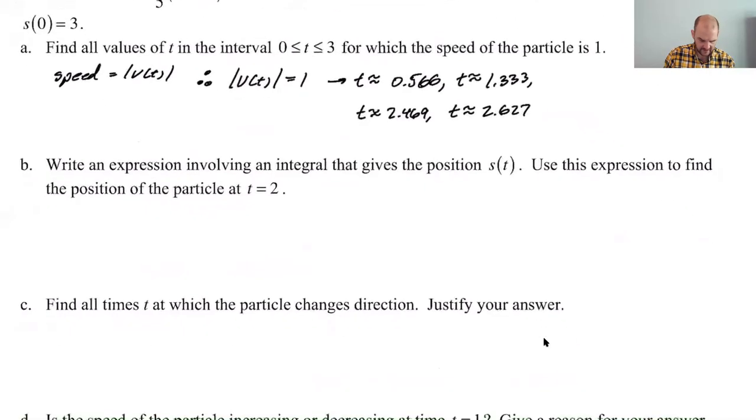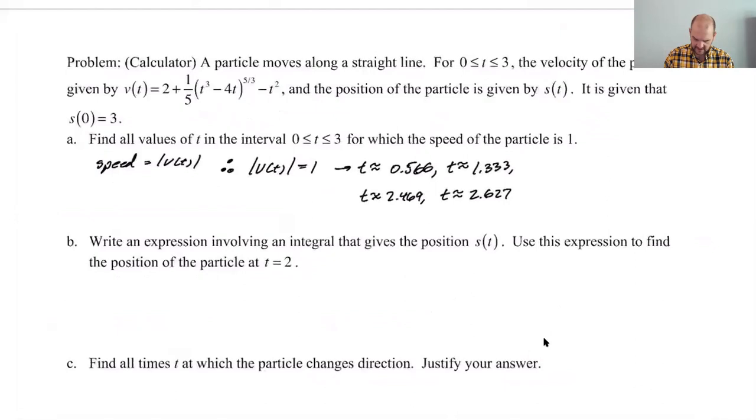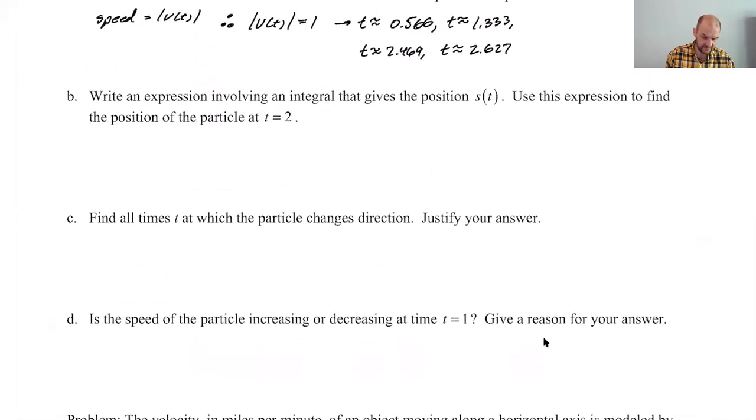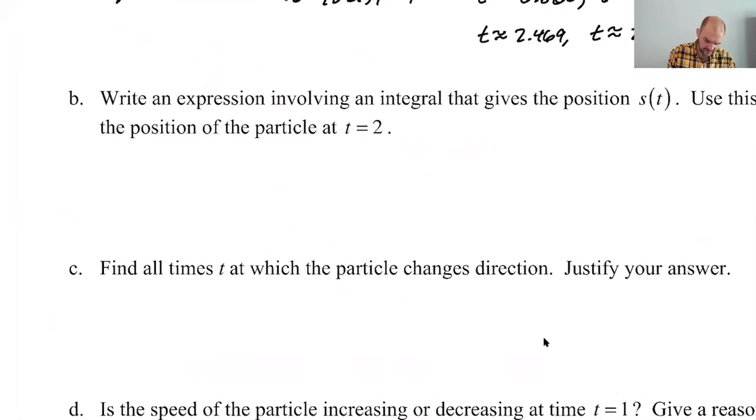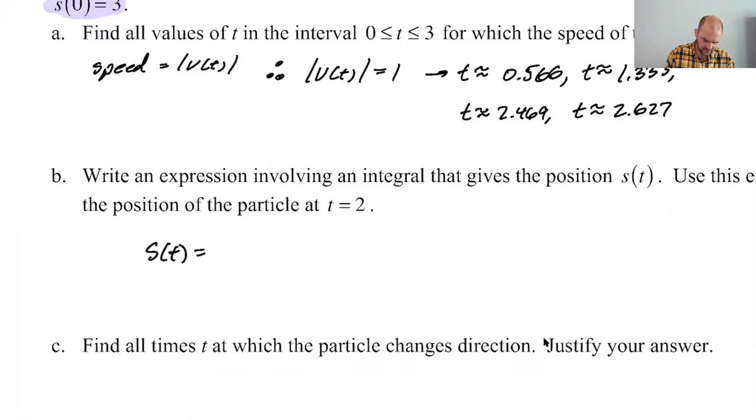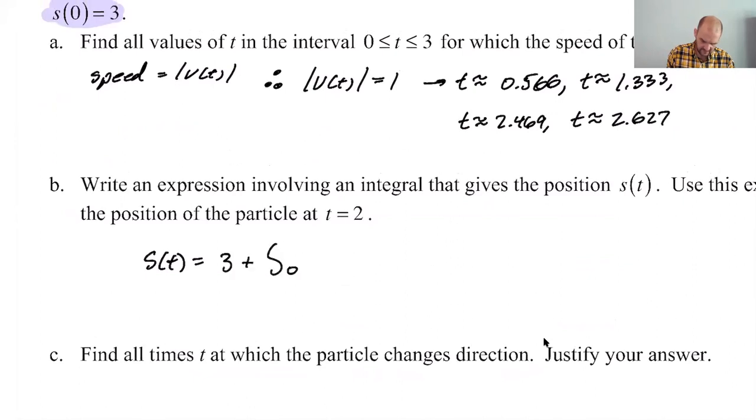Write an expression involving an integral that gives the position s of t. Use the expression to find the position of the particle at 2. So this is going to be where you started plus the integral of velocity, right? You start here, and then we're going to do the integral from 0 to t of v of a dummy variable. So position s of t is where we start, which turned out to be 3, plus the integral from 0 to t of v of x dx. So then s of 2, that's going to be an approximation.